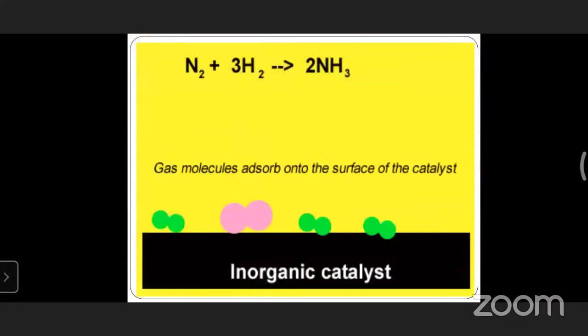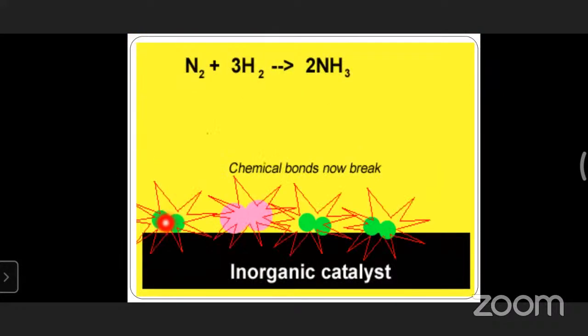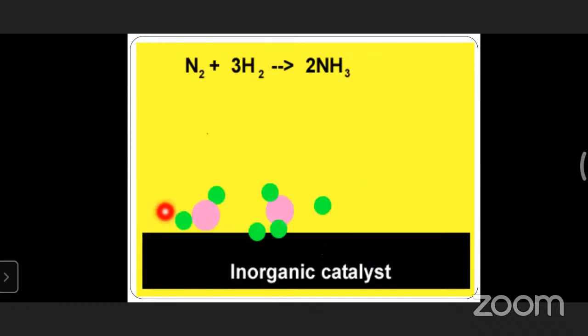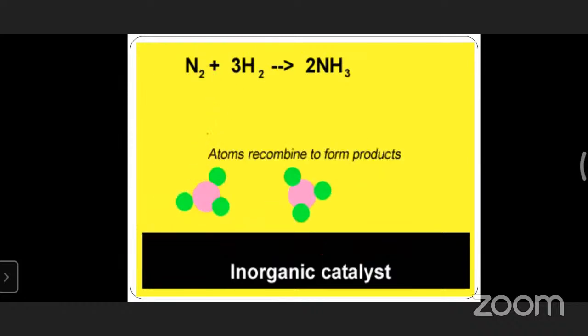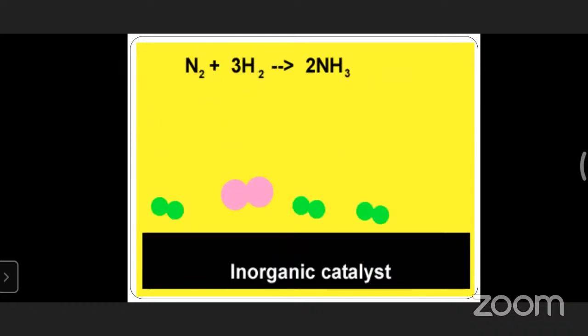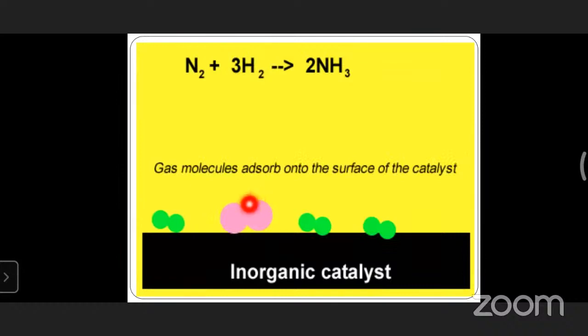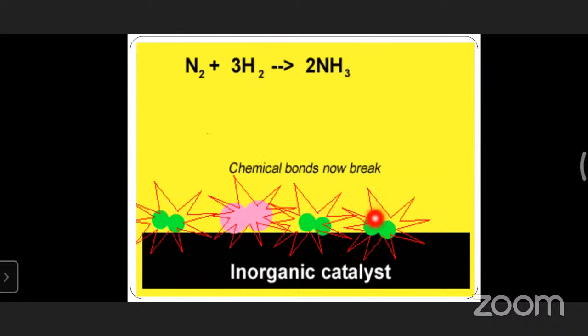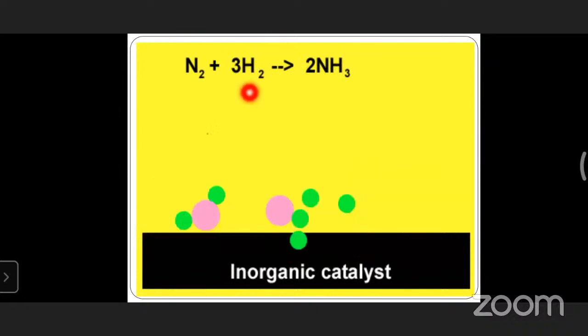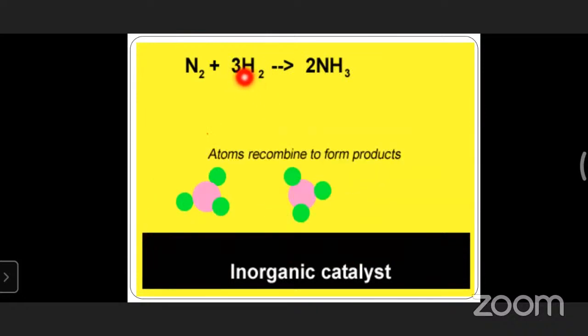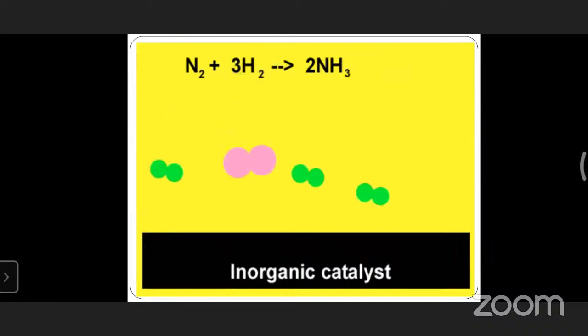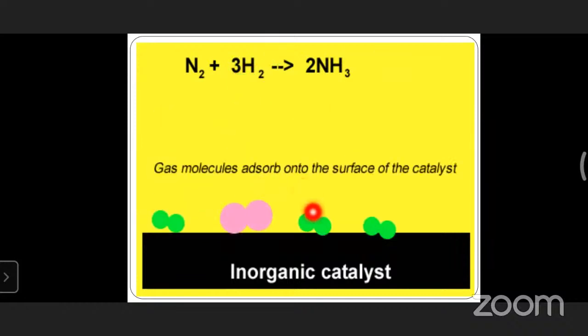Okay, children, here is a beautiful diagram. Observe, I'll explain once again what is happening here. These pink color balls are nitrogen, this is one nitrogen, this is one nitrogen, and the green color balls are exactly three hydrogens. 3H2 means H2, H2, H2. So this is one H2, this is another H2, this is another H2, and this is N2.